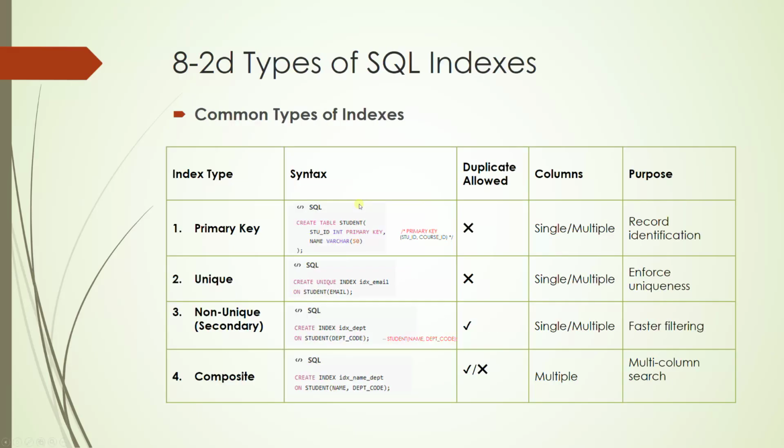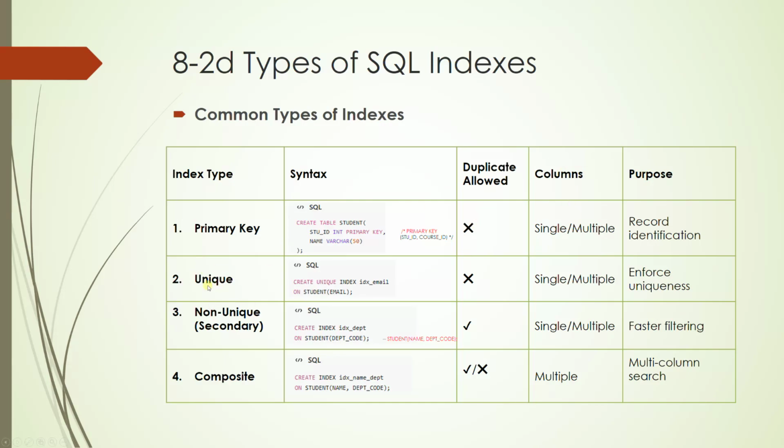So we have 4 common index types. Primary key, we already know about this. For example, I am creating a student table with student ID and name, and ID is my primary key. This primary key constraint automatically applies a unique constraint, and when it is unique, then duplicate records will not be allowed. And a primary key could also be applied on more than one column, for example student ID and course ID, that is a composite primary key. So we can apply it on single or multiple columns.